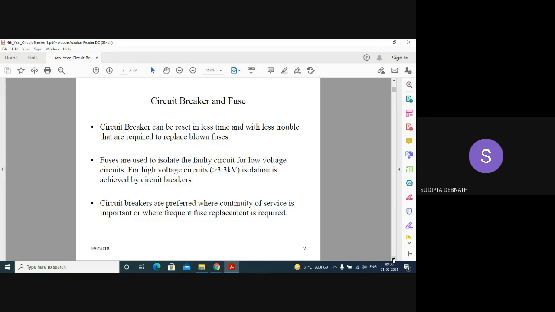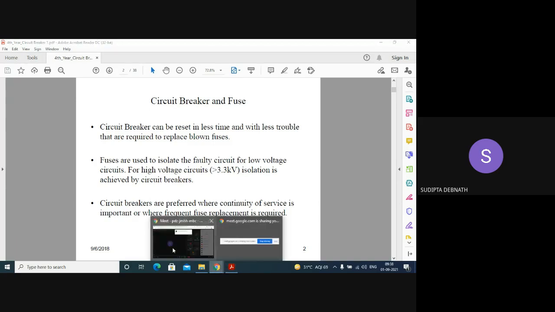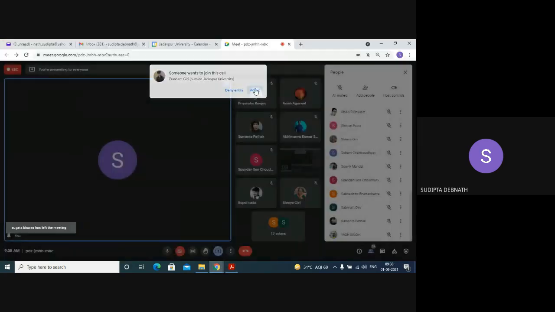Okay, so in circuit breaker, there is some special mechanism for mitigating that flashover, or we call that extinction of the arc, that we call arc. Okay, and another, circuit breakers are preferred where continuity of service is important, because frequent fuse replacement is difficult. Okay, so every time fuse needs to be replaced, so it may be hazardous, it may not be possible also sometimes.